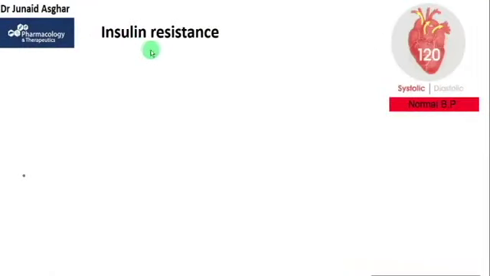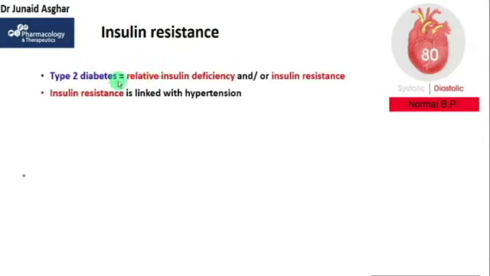Now let's see how insulin resistance plays its part in the pathogenesis of hypertension. Most of you would know that type 2 diabetes is usually caused by either the relative deficiency of insulin or the insulin resistance at the tissue site or the target sites. Research shows that insulin resistance is linked with hypertension and is mainly triggered by obesity.